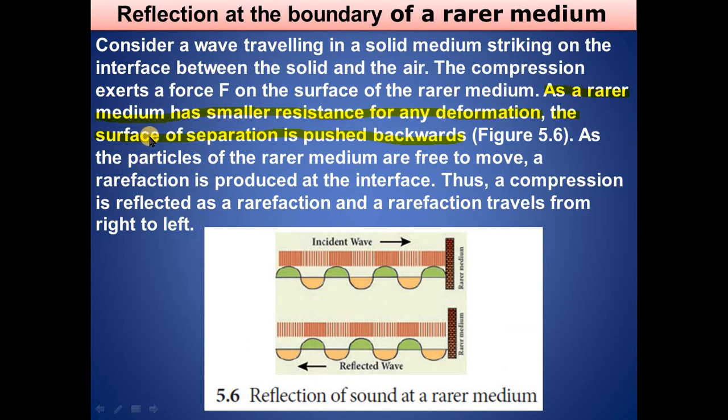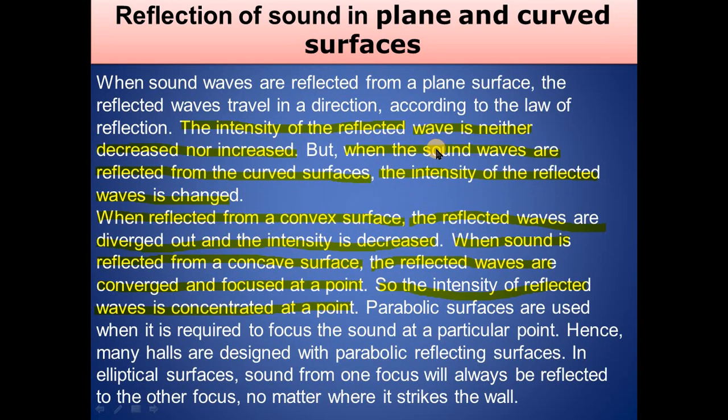Then the next important point is, as a rarer medium has a smaller resistance to any deformation, the surface of separation is pushed back. The next important point is, the intensity of the reflected wave neither decreases nor increases. When the sound waves are reflected from a curved surface, the intensity of the reflected wave is changed. When reflected from a convex surface, the reflected waves are diverged out and the intensity is decreased. When sound is reflected from a concave surface, the reflected waves are converged and focused at a point, so the intensity of sound is increased. So the intensity of the reflected wave is concentrated at a point.